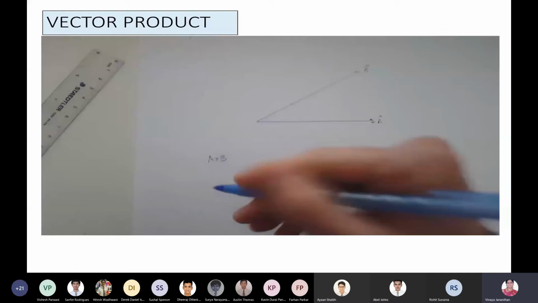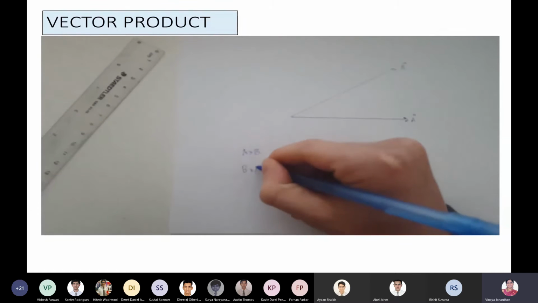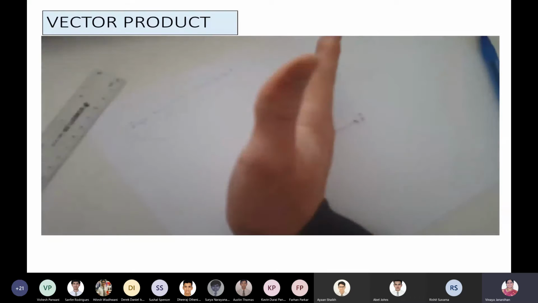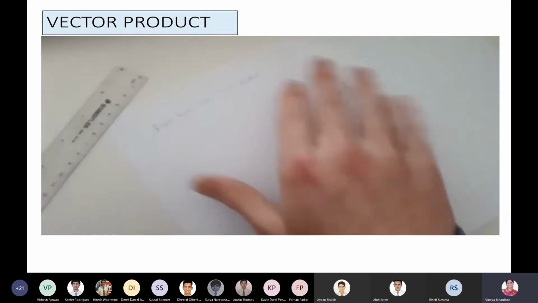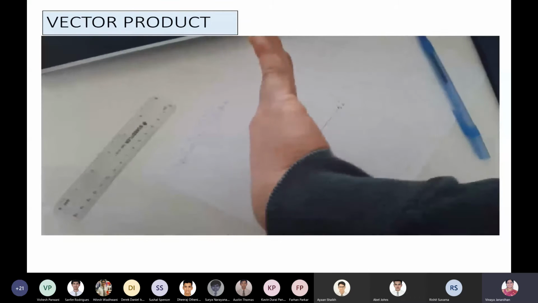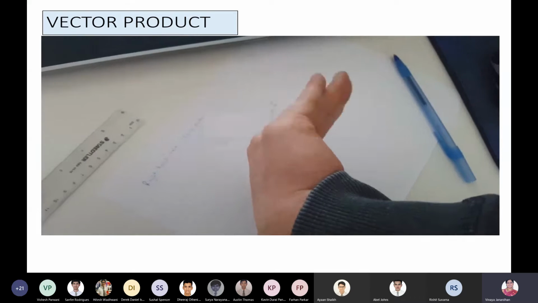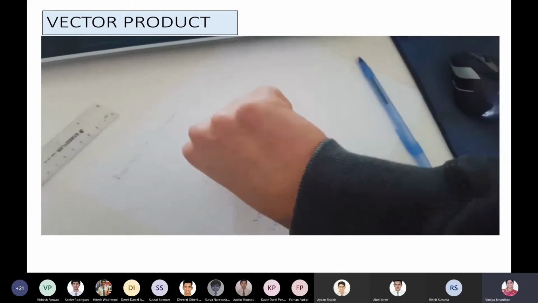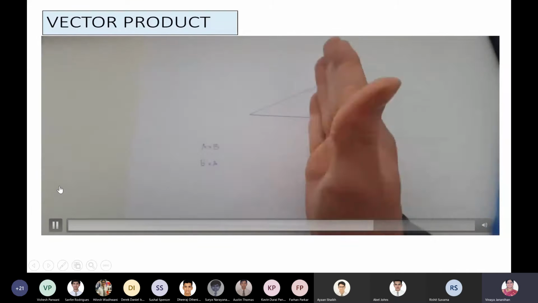So in a similar fashion, if I say B cross A, I start my hand at B, and I can't curl my hand back, so I know it's not this direction. But if I put my thumb down here like that, I can curl my fingers in this direction towards A. So I know that my cross product is going down into the page. So that's how you do it.